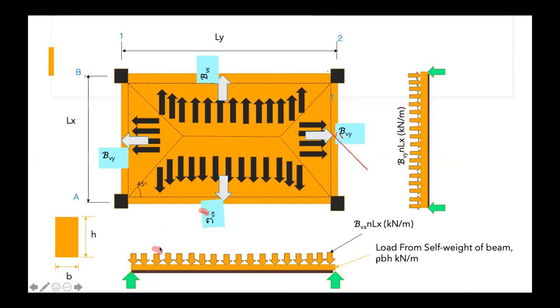Okay, so if we want to design A12, this beam is A12, this is A, and this one is 1, and this one is 2. This beam, yeah. So the load that we considered is load from self weight of the beam, the beam itself here, and BVX.